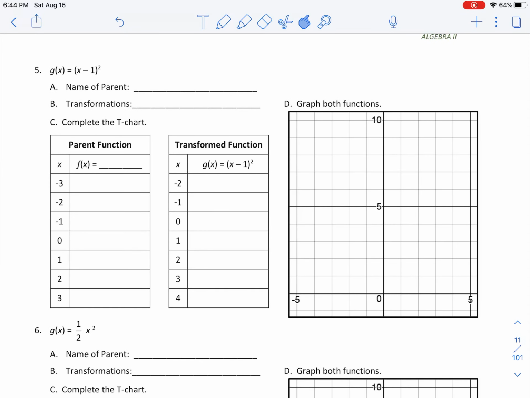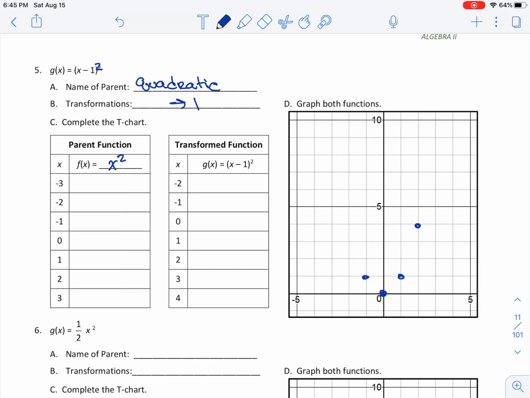Okay, so I'm on the next page. You should have answered A and B for homework. You should have gotten that it's a squared graph, so it is a quadratic. You should know that the -1 on the inside causes a movement to the right 1. That means my original graph was the x squared graph. The x squared graph is always a U shape, so let me go graph that for you.